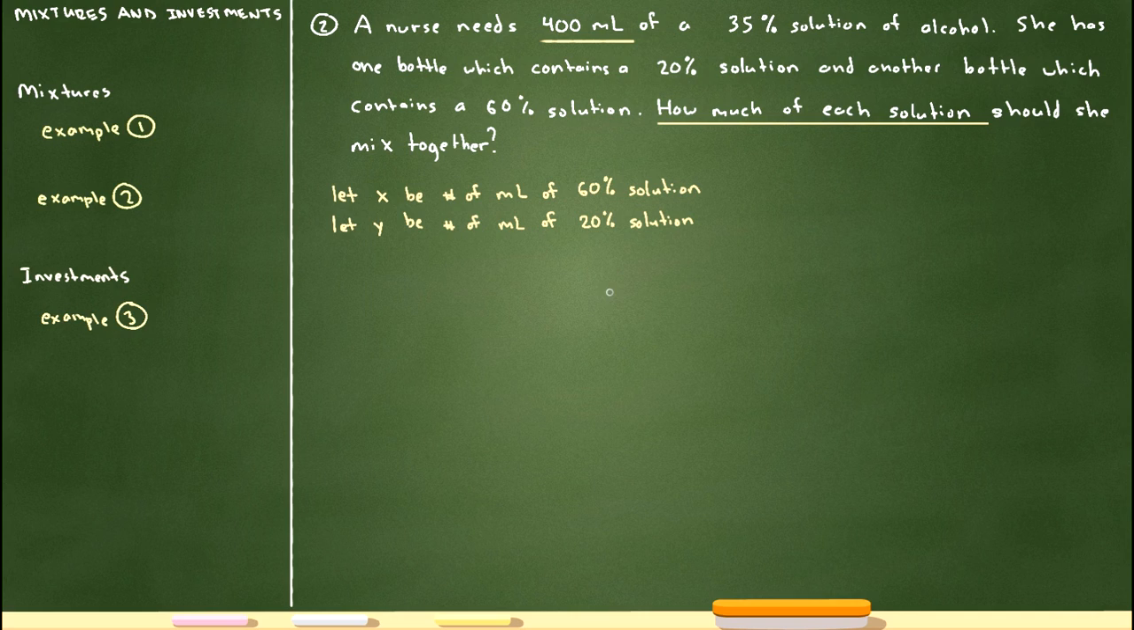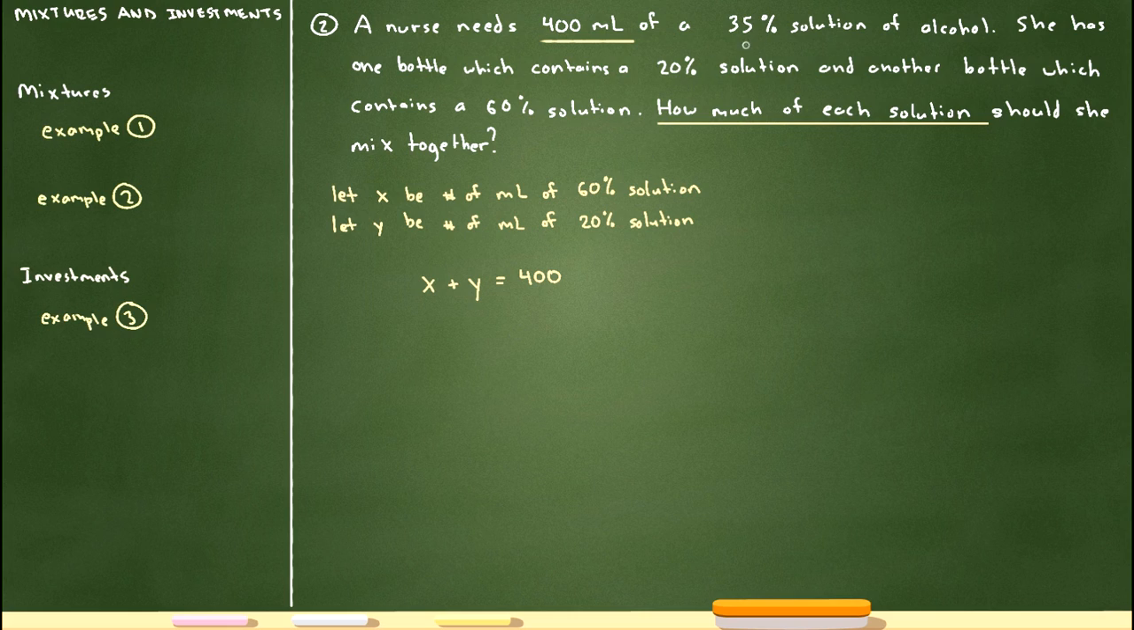So for example, 180 and 220, or 200 and 200, or 100 and 300. Those are all fine. We don't know how much, so what we have to say is x plus y, right? The milliliters from the 60% and the milliliters from the 20%, when combined, should equal 400 milliliters. This was kind of like our weight equation in example 1, where we knew the amount of pounds of peanuts and cashews.